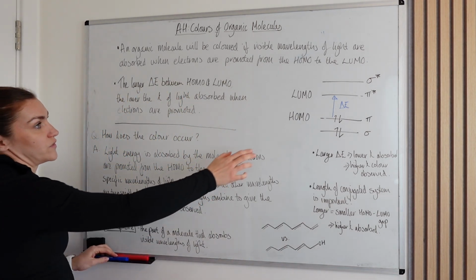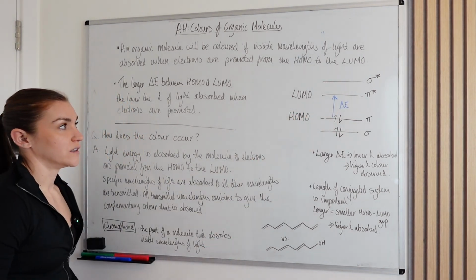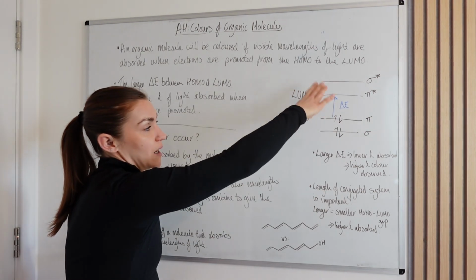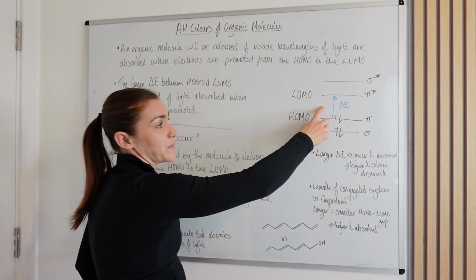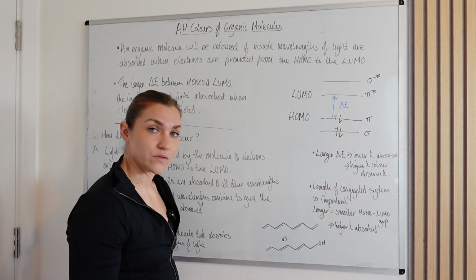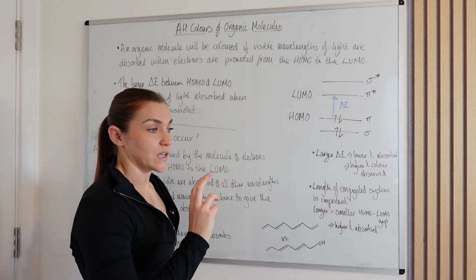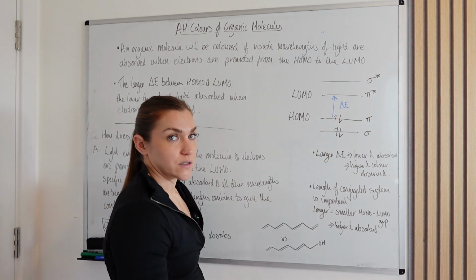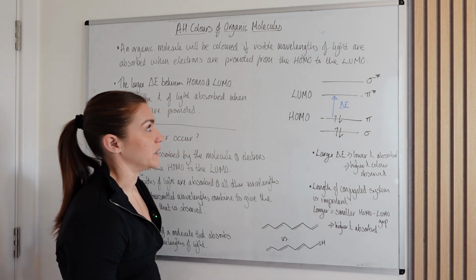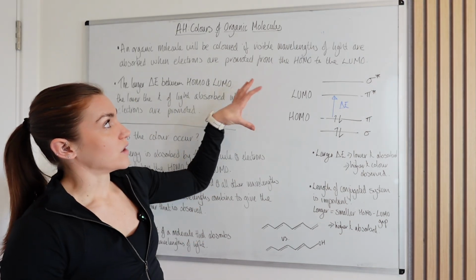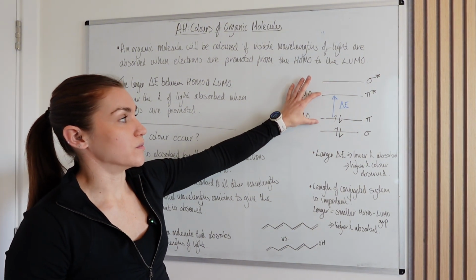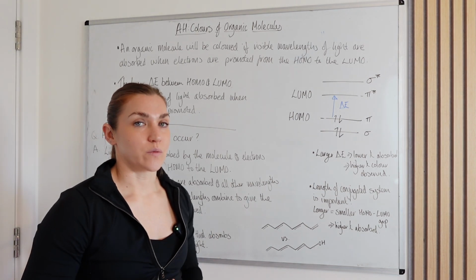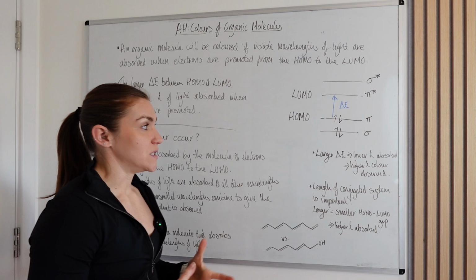So if this HOMO-LUMO gap is large, then a smaller wavelength of light will be absorbed when the electrons do get promoted. If that energy gap is small, then it's a higher wavelength of light that will be absorbed. So just remember, energy and wavelength are inversely proportional. If the energy is high, the wavelength is low, and vice versa. If the energy is low, then the wavelength will be high. So when we're looking at the colour of organic molecules, it's this HOMO to LUMO gap that's important, because the energy of that gap will determine what wavelength of light is absorbed, and that then determines what wavelength of light we actually visibly see.